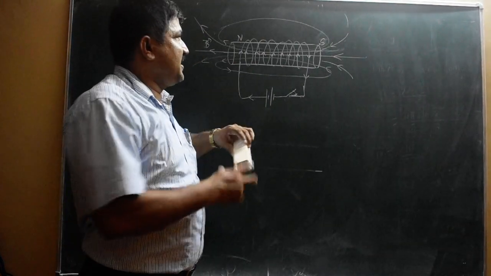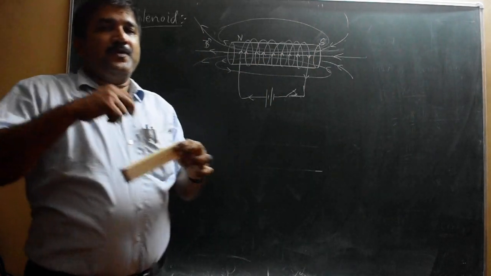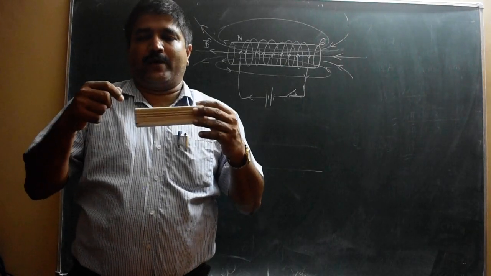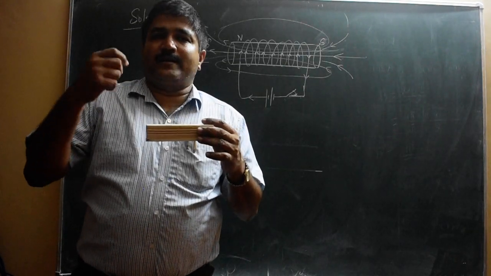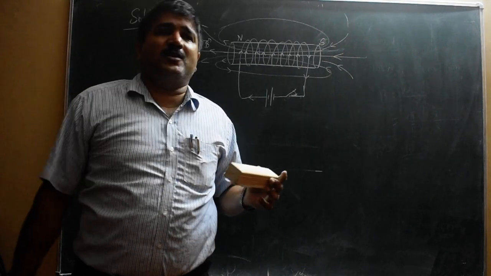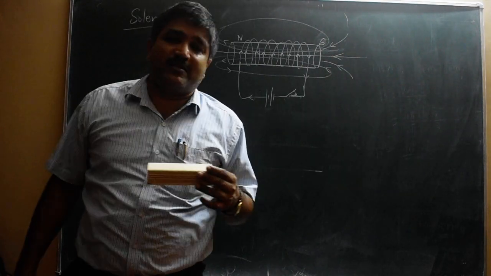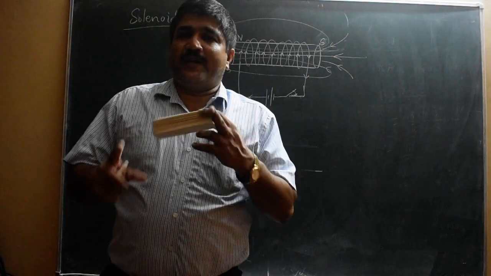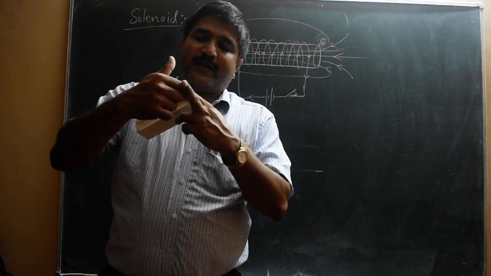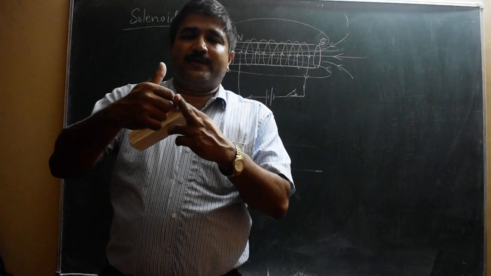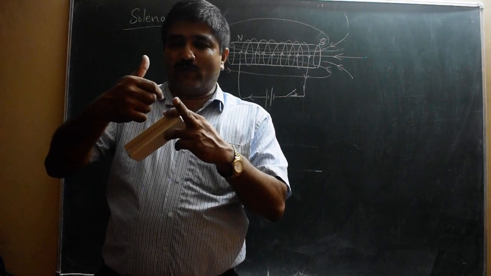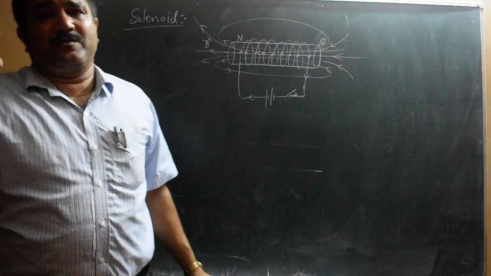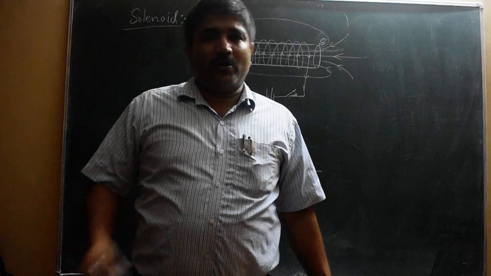A solenoid consists of a cylindrical tube on which a large number of windings are made. Assume that this is a cylindrical tube. Now I take insulated copper wire, thin copper wire with thin insulation. What is the requirement for that insulation? Even if the wires are in contact, no current flows from one wire to another. So a very thin insulating material is coated on that wire.